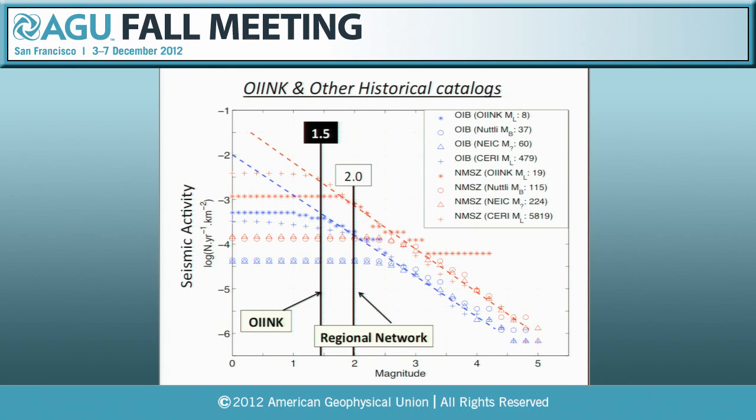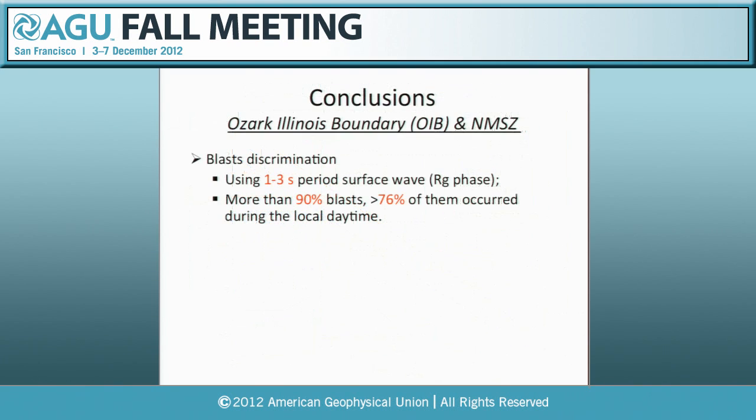That means we could record 5 times more earthquakes than the regional network, and the seismic activity difference between the pneumatic seismic zone and the Ozark-Illinois boundary is about 0.8 to 1.0. That means the pneumatic seismic zone has about 10 times more earthquakes than the Ozark-Illinois boundary. It's not surprising. So let's summarize my conclusions for the seismicity of the Ozark-Illinois boundary and the New Madrid seismic zone.